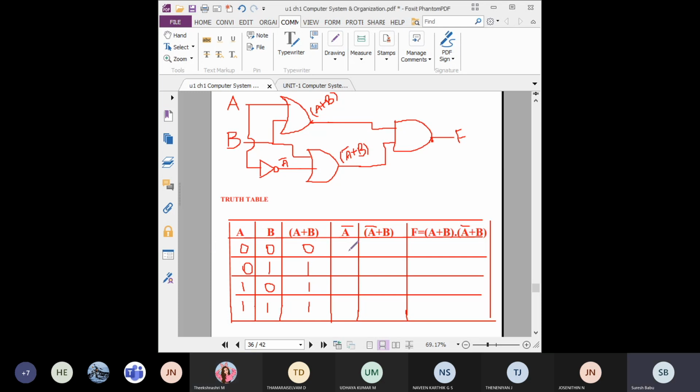Now tell me the answer for A bar. A bar means you have to take A as an input, only one input, and reverse the value. Tell me the answer. 1100, sir. Okay. Then I will give chances to everyone. Everyone needs to tell the answers, students. Now what is the solution for this A bar plus B, students?